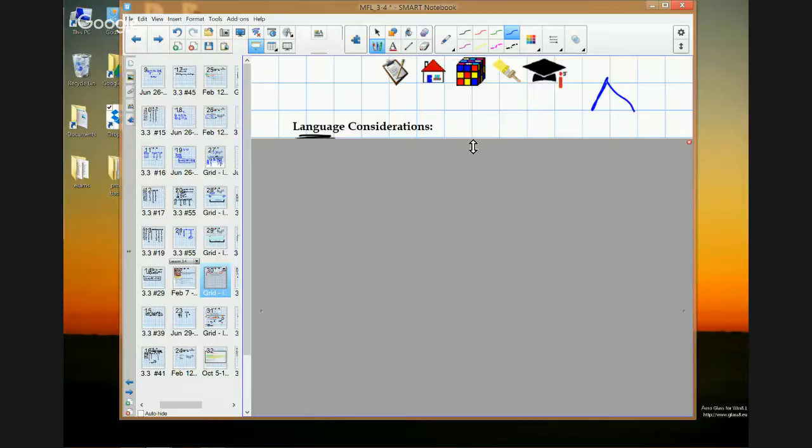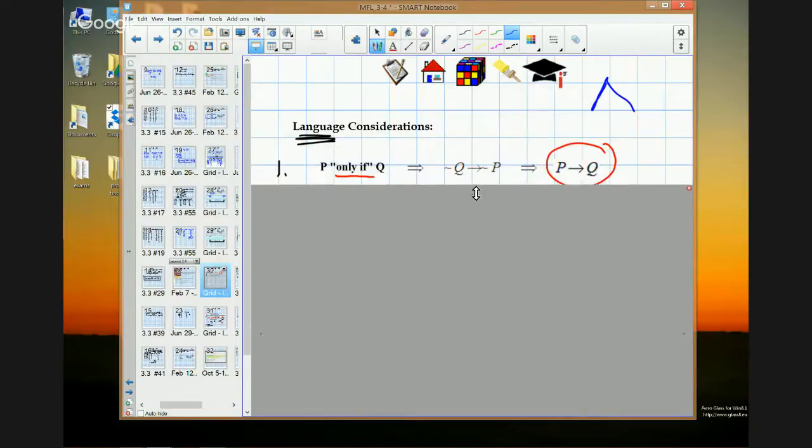Okay, now I'm going to add some different language considerations for you. Sometimes when you're working with language, you will see the words only if. You may go to the store only if you finish cutting the grass. Whenever you see something like that, here I put it in general terms: P only if Q. It turns out that that's exactly equivalent to if P then Q. So if you ever see A only if B, that's the same as if A then B.